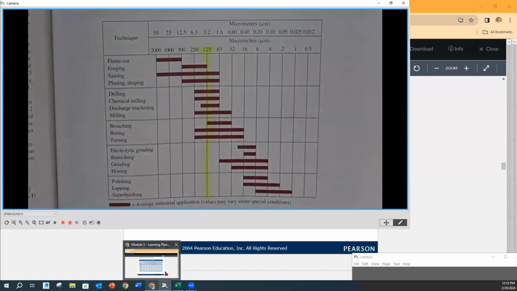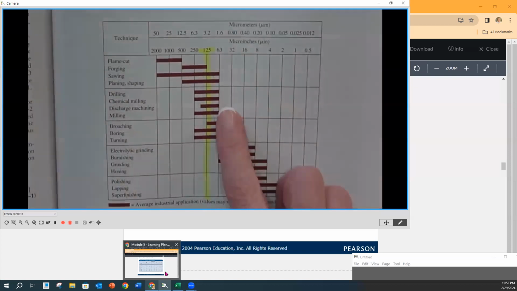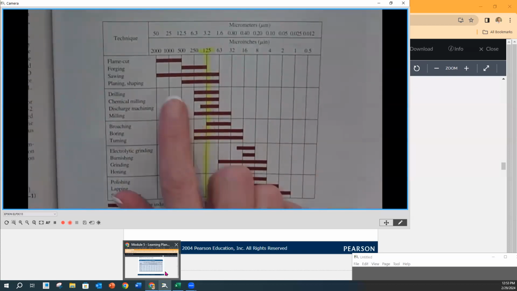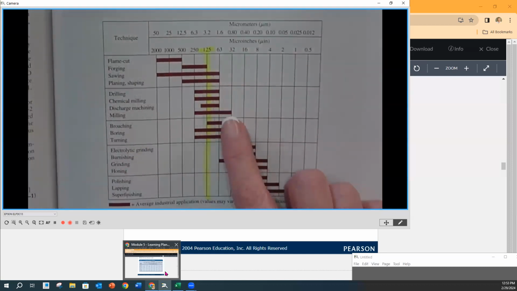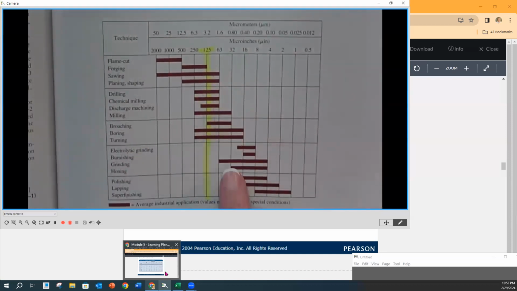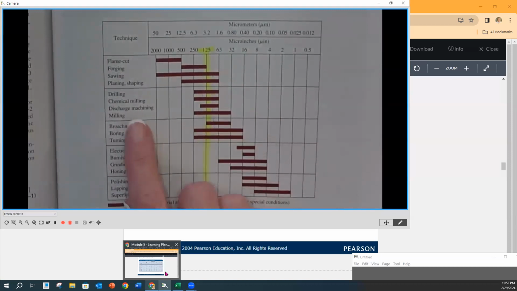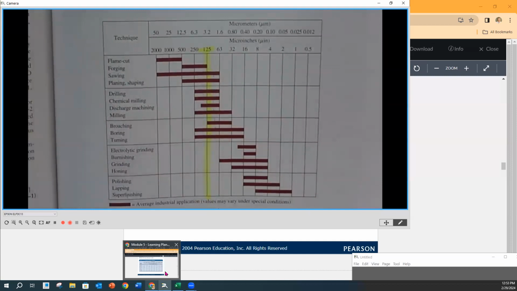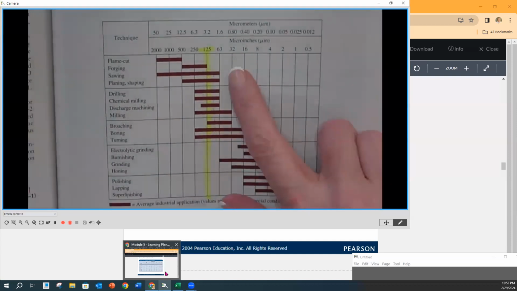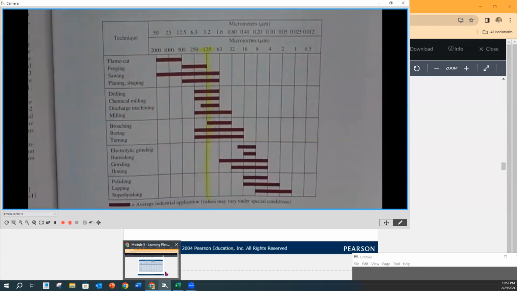Anything above that, now we've taken out some things. Now we no longer can forge. What else did we take out as we went across? Maybe some of these machinings, like drilling. Once we get to 63, drilling is probably not what we're trying to achieve. Anything that's on the very edge here, we're probably not going to try to approach.